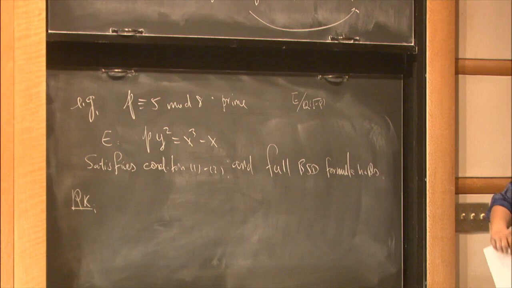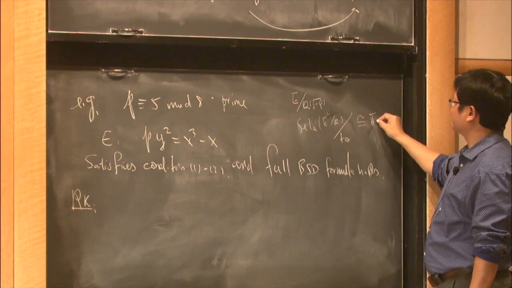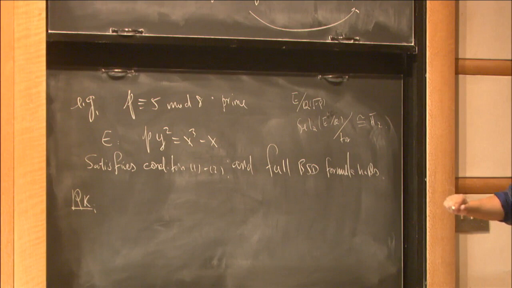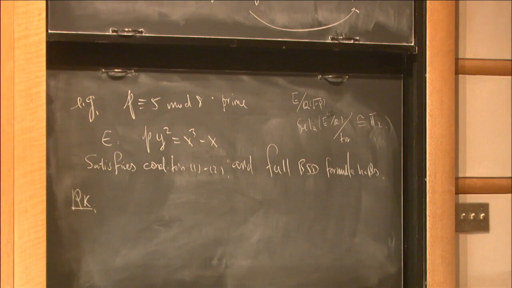But it's easy to see the rank: this E over Q, mod torsion, is isomorphic to Z. So somehow from BSD you believe this should have rank 1. And actually Heegner himself proved the Heegner point is non-torsion. Now you use the Gross-Zagier formula, you learn that the rank is 1, and from Kolyvagin's result you know the second condition also holds.